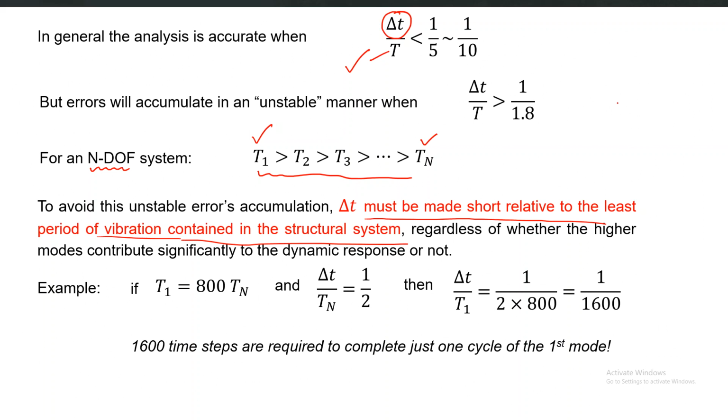If we have a 5-story system with 5 time periods, then we should use the shortest time period, the least time period, which means T5 in this case. So delta T over T5 should be in a range of 1 over 5 to 1 over 10. In fact, it should be less than this number, 1 over 5 or 1 over 10, if we have to reduce the accumulation of error.